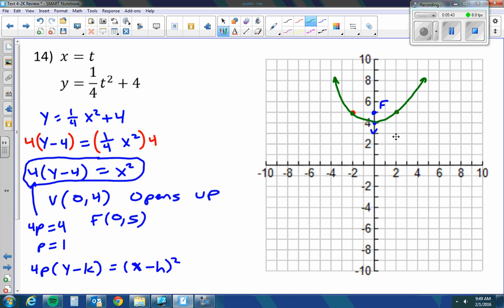And if you wanted the directrix, by the way, the directrix is the same distance the other way. P was 1, so we went one above to find the focus. We go one below to find the directrix, since that's a horizontal line. Y equals what, 3? That's the directrix. And once again, the directrix is always perpendicular to the axis. And the axis, you know it's the y-axis, of course, here, but also because these two are on the same vertical line. They both have x value 0.